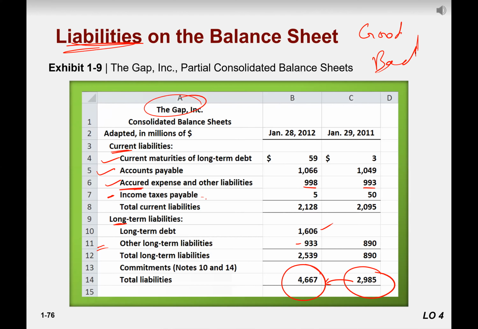It's bad, because liability is going out for the outsider, and in 2011 it was 2,985, and in 2012 4,667. So that means higher than last year. Yes, you're right. In one case, you're right. It's bad. Any other who wants to comment on this one?